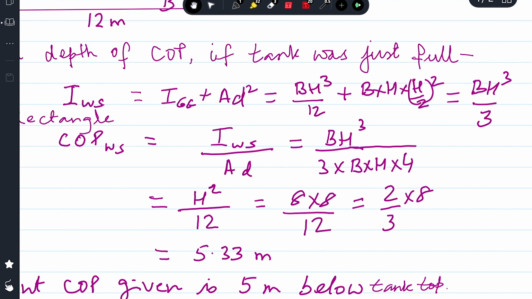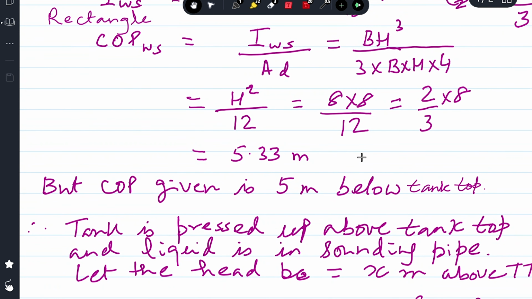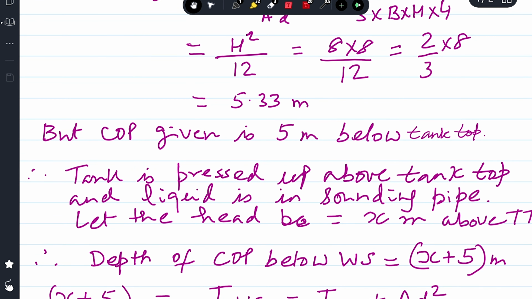So this would have been the depth of center of pressure below the water surface if the tank was just full. But the center of pressure given in the question is 5 meters below the tank top. So that means the liquid level is further up. Center of pressure is further up. In other words, the liquid level is above the tank top. That's how we argue about it.